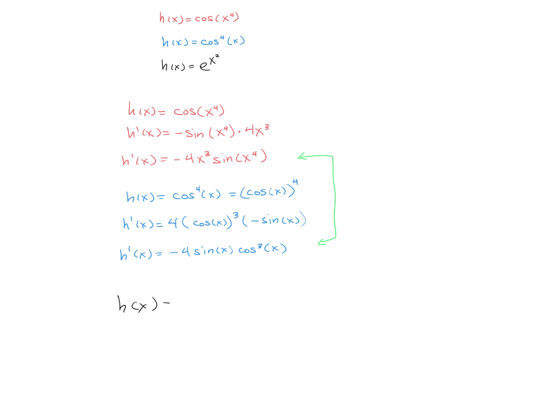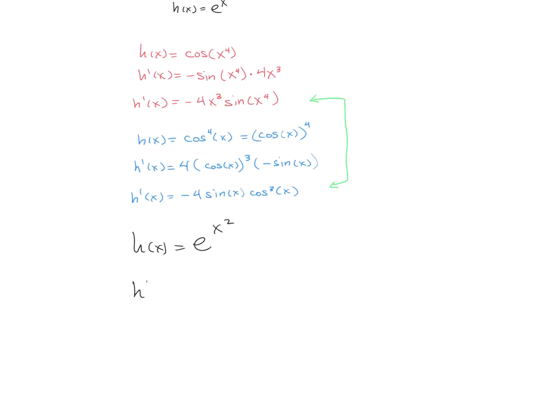If h of x is equal to e to the x squared, the outside function in this case is the exponential function. And we know that when you have the exponential function, it's the derivative of itself. So h prime of x is the derivative of the outside, which is e to the x squared again, times the derivative of the inside, which is 2x. So in this case, h prime of x is 2x times e to the x squared.